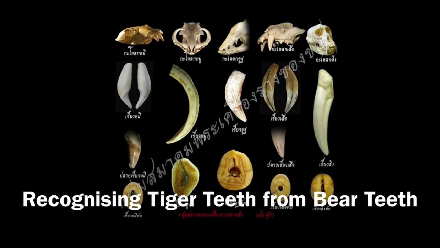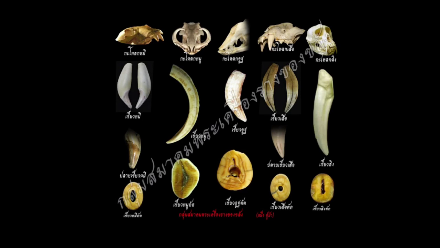เขี้ยวเสือ, เขี้ยวหมี, เขี้ยวอูฐ, เขี้ยวหมูตัน. Different kinds of teeth: เขี้ยวลิง. So เขี้ยวเสือ is the tiger's tooth, เขี้ยวหมี is the bear's tooth, เขี้ยวอูฐ is the camel's tooth, เขี้ยวลิง is the monkey's or ape's tooth, and เขี้ยวหมูตัน is the boar's tusk or tooth.